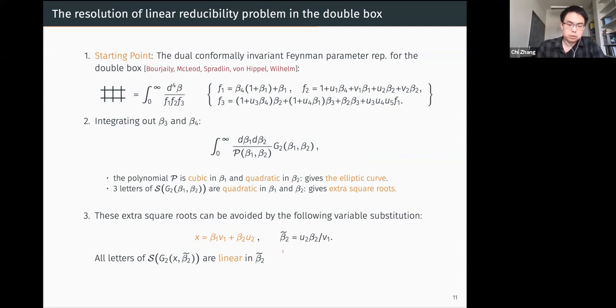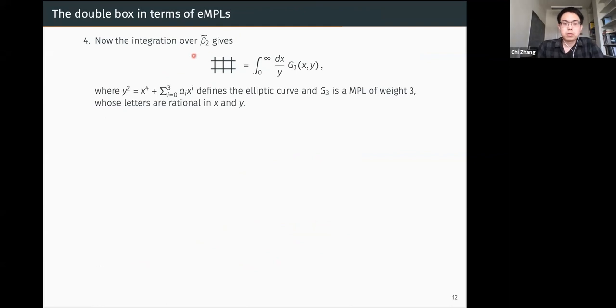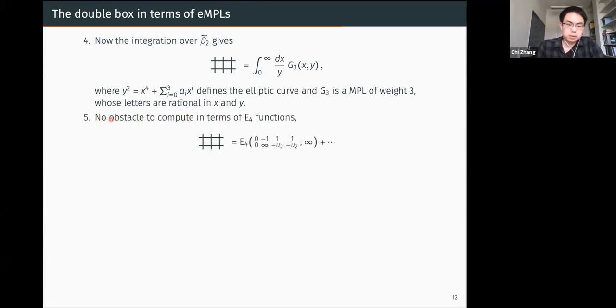And after this variable substitution, all letters of this weight-2 polylog are linear in the new integration variable beta tilde 2. So now the integration of beta tilde 2 only introduces one square root, that's the elliptic curve. And we end up with a one-fold integral of a weight-3 polylog with dx over y as integration kernel. And since all letters of this weight-3 polylog are rational in x and y, now there is no obstacle to rewrite this G3 function in terms of an EFA function and perform the last integration.